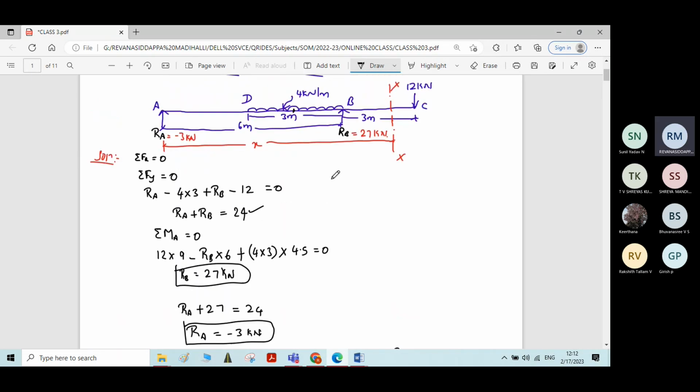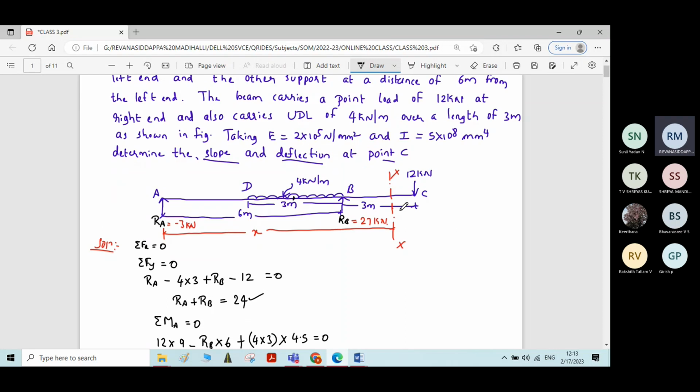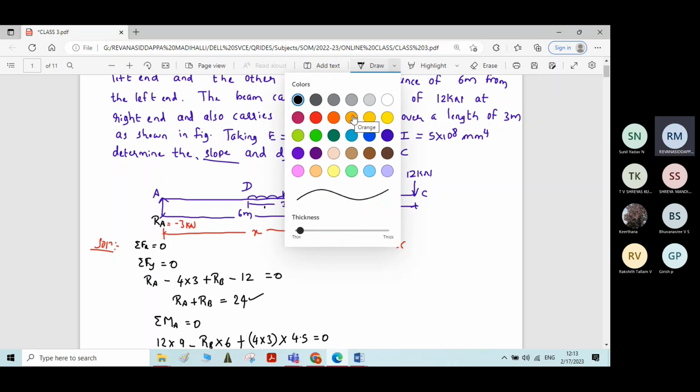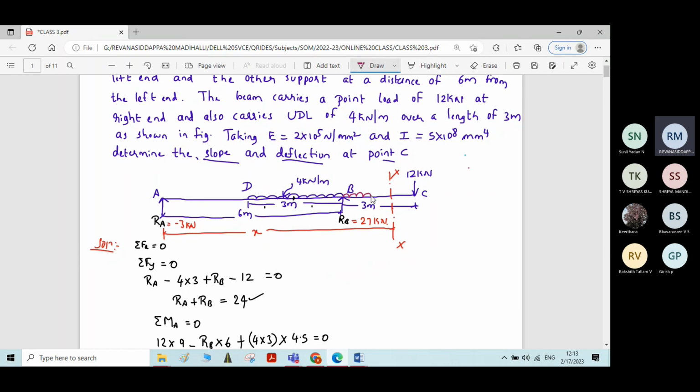Now what is the next step after taking the section XX? You need to find the moment about the section XX. Listen here, whenever the UDL is given in the problem, the procedure is slightly different. For the remaining span, from D to B we have the UDL. This X may be at this point, or it may be somewhere here. Therefore, to generalize the moment equation with respect to UDL, we need to add some dummy UDLs here. Here you extend this UDL up to the full span.